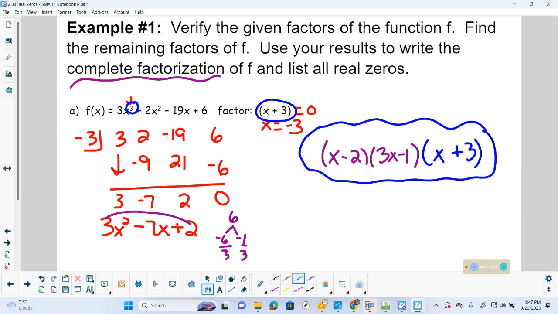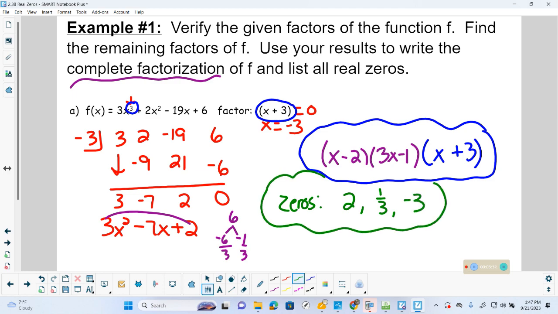And then it wants all the zeros. Okay, piece of cake, we can do that. If we set all these factors to 0, we would get 2, 1 over 3, and of course negative 3. So just read your directions closely. Sometimes it might ask for the zero, sometimes it wants the factor, sometimes it wants all of it.